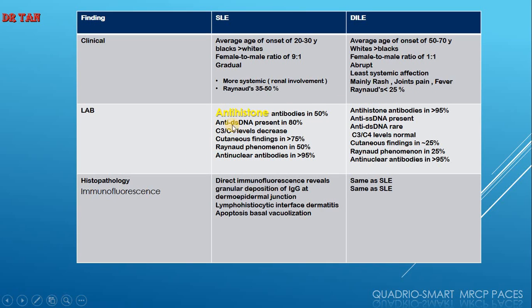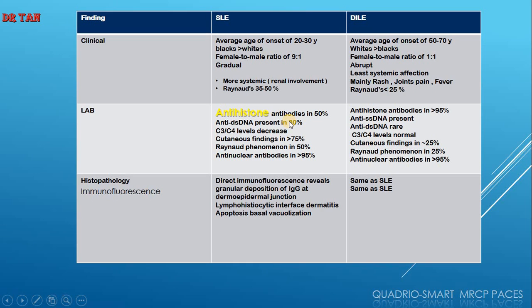Okay, again, all of you think that antihistone is very specific for drug-induced lupus, but it is not. The antihistone is 50% positive in systemic lupus, but it is more selective here, 95% for drug-induced lupus. And the anti-double strand you should mention, because it is positive in systemic lupus, but it is rare to be positive in drug-induced lupus. Okay, the anti-single strand is positive in drug-induced lupus.